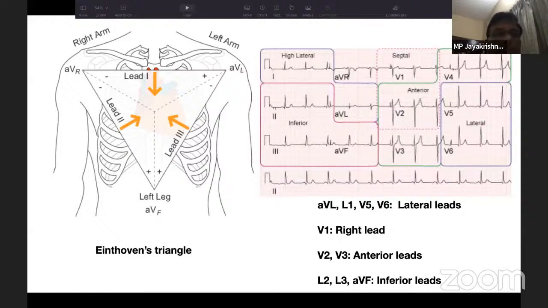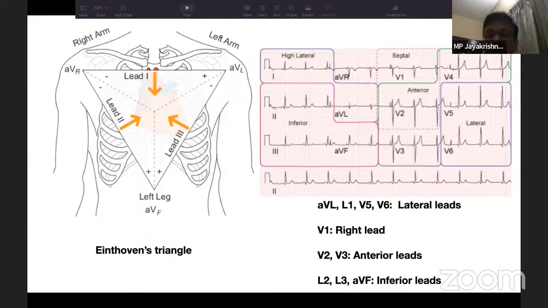And between the lead on the right wrist, that's AVR, and the left wrist, it is the lead 1. Between AVR and left foot, it is the lead 2. And between left AVL and AVF, it is the lead 3. I included this slide just to remind you about the implication of these leads as far as the cardiac anatomy is concerned.